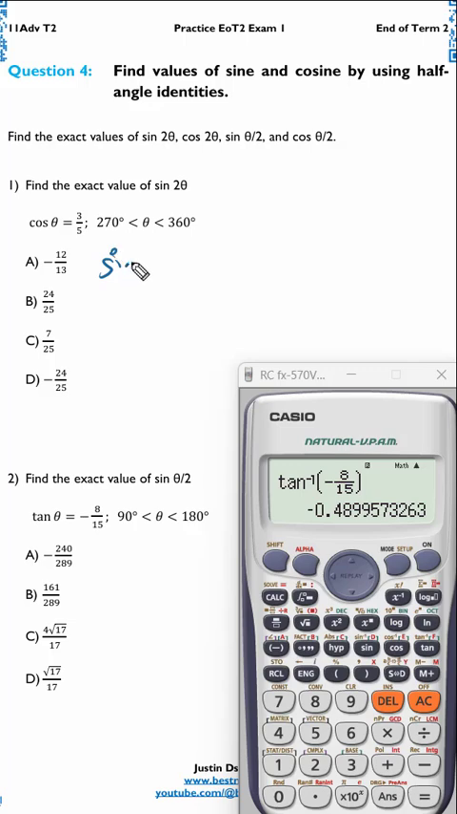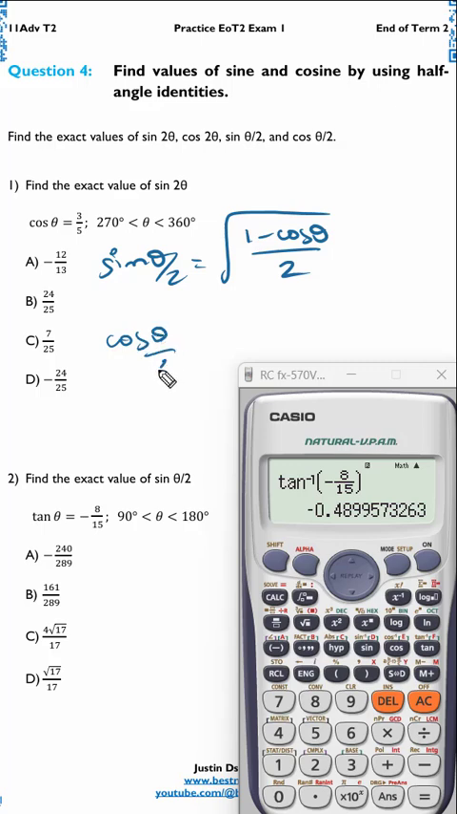If you want to find sine theta by 2, the formula is square root of (1 minus cos theta) divided by 2. Whereas if it was cosine theta by 2, the formula is square root of (1 plus cosine theta) divided by 2. It's plus here, whereas it's minus if it is sine. Now we will have to find sine, so I'm going to use the first formula.